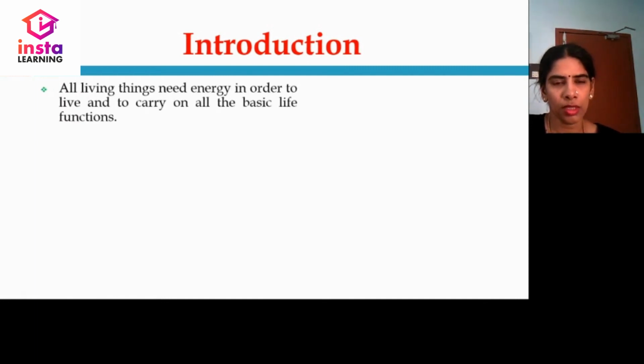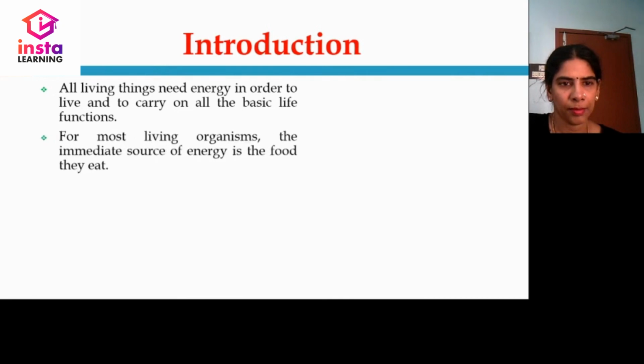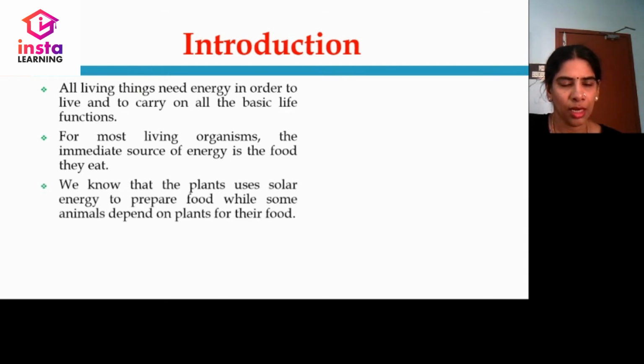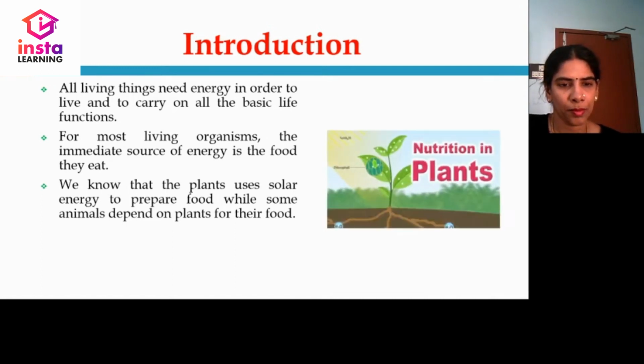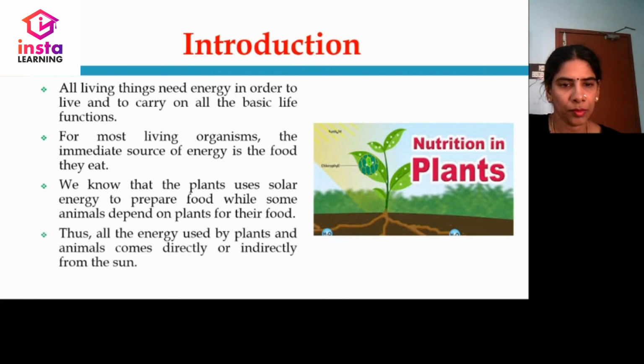We know that all living things need energy in order to live and to carry out the basic life functions. For most living organisms, the immediate source of energy is the food we eat. We know that plants use solar energy to prepare food, while some animals depend on plants for their food. Thus, we can say that all the energy used by the plants and animals comes directly or indirectly from the sun.